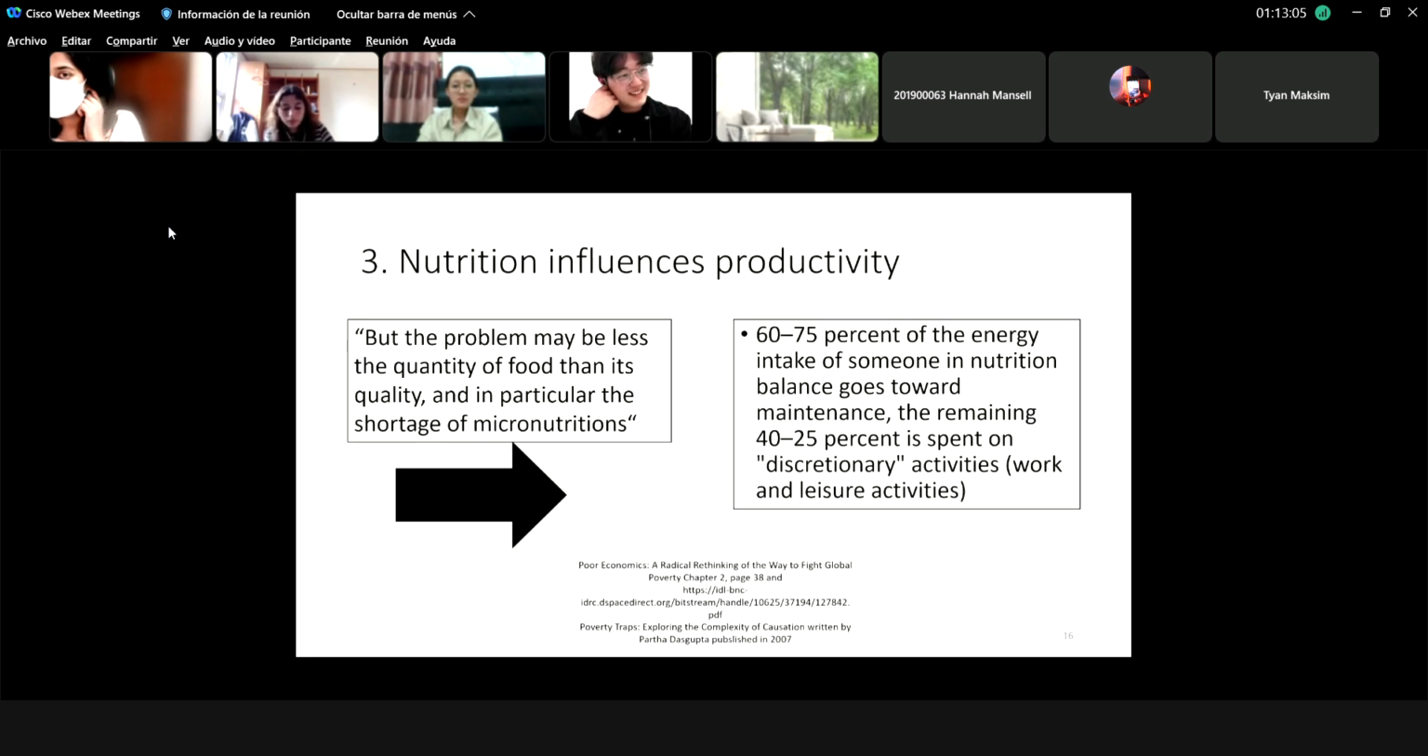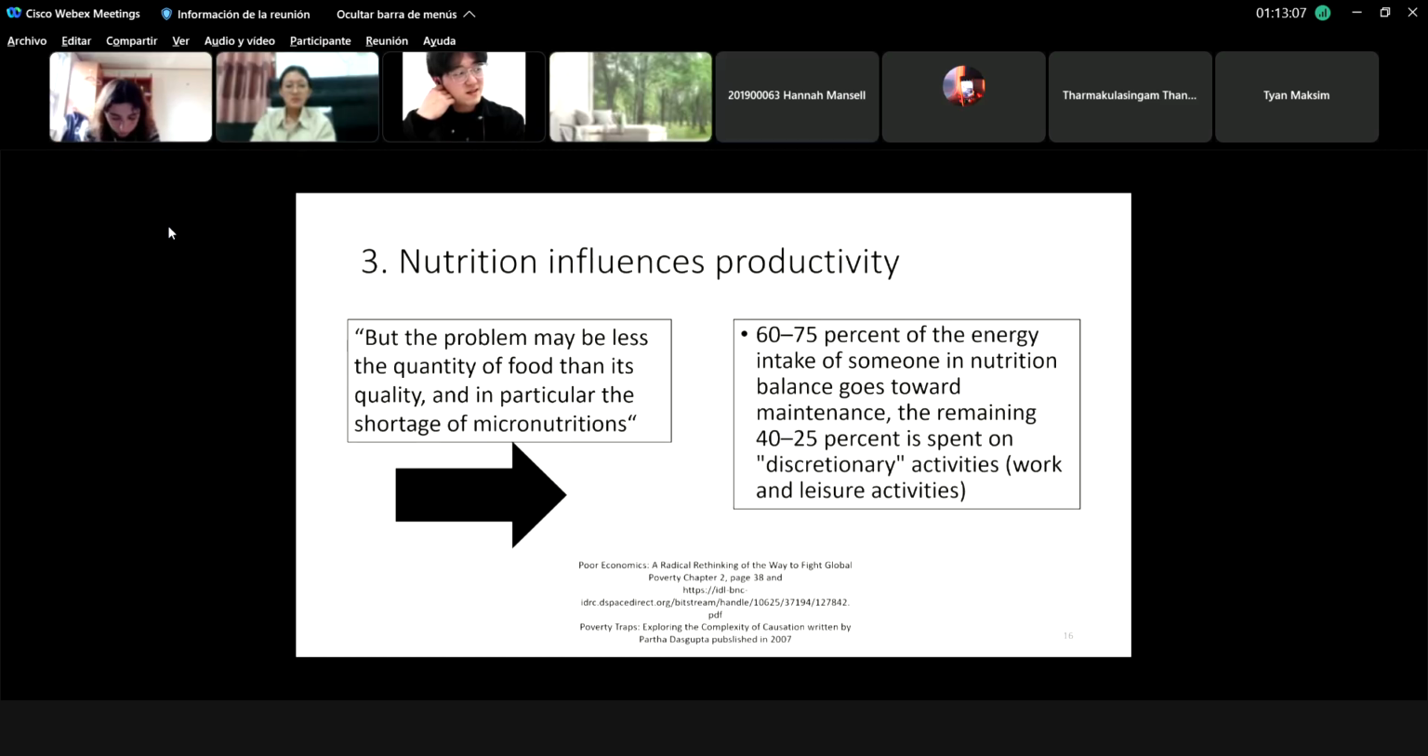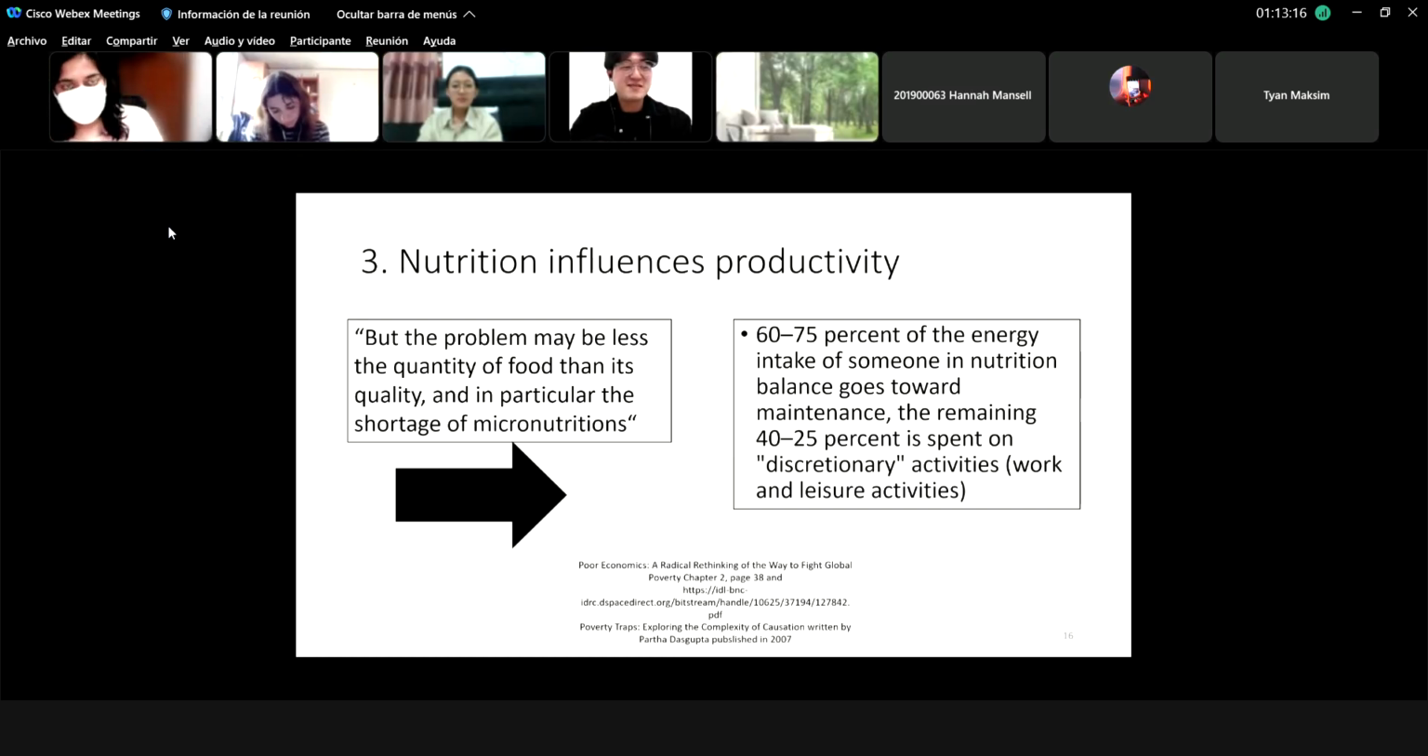Right. So the last point is how nutrition influences productivity. The authors say the problem may be less the quantity of food than its quality and the particular shortage of micronutrients. To this quote, I can say that I agree that you should also focus on the quality of micronutrients, because as we have also seen in the research paper before, micronutrients can have a huge impact on the development, for example, of a baby, and can really help pregnant women.